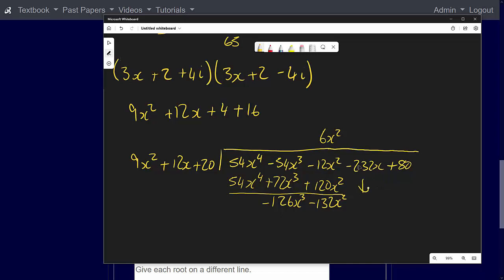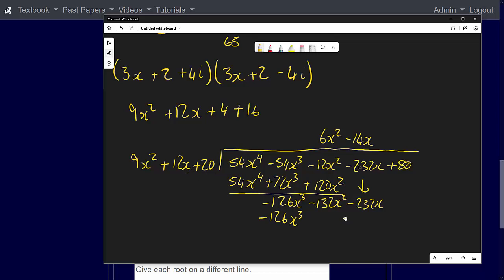And now I'm going to bring this term down, so that's minus 232x. Okay, so what do I need to do to 9x squared to get minus 126x cubed? Think about it. So that's minus 14x. I multiply it by that. Let me just check. 14, that's 9, that's 126. Yeah, that's right. So I'm going to multiply each one of these by minus 14x. So I'm going to get minus 126x cubed.